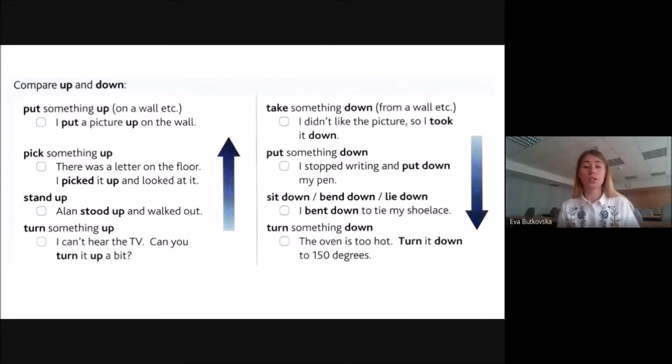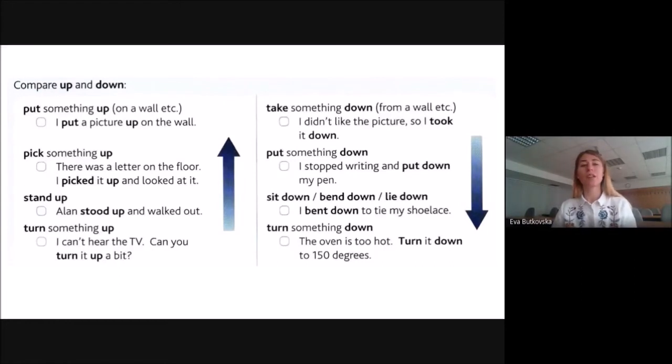The opposite to it would be take something down. So let's say, I didn't like the picture, so I took it down. So I physically took it down. You can take down your hand, for example, or take down a book. So remember, they have opposite meanings. Put something up and take something down.